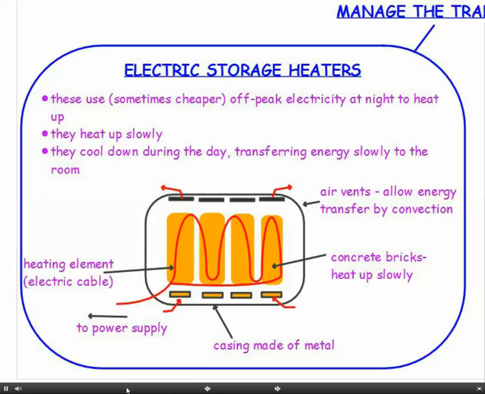Electric storage heaters. Now the idea of these is that they use sometimes cheaper off-peak electricity at night to heat up. They heat up slowly, and then during the day they cool down. They transfer their energy slowly to the room. And you can see inside they contain concrete bricks which have a heating element going through them. The concrete bricks heat up slowly, and then when the electricity is switched off, they slowly transfer their energy to the room.